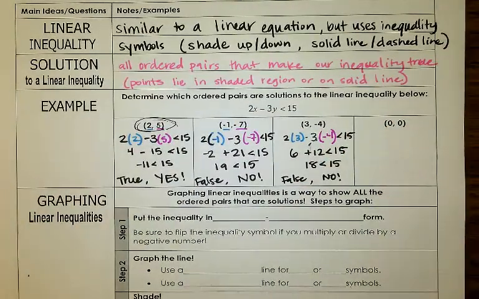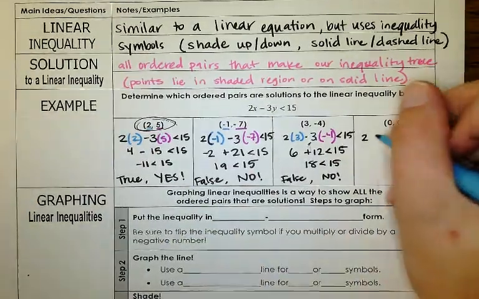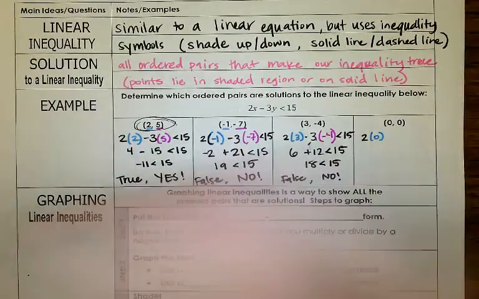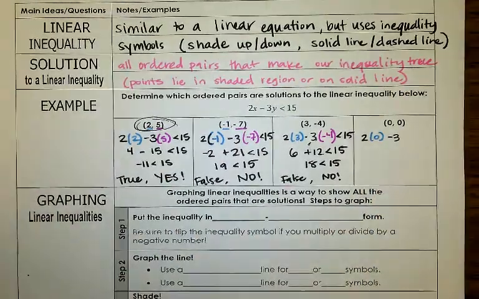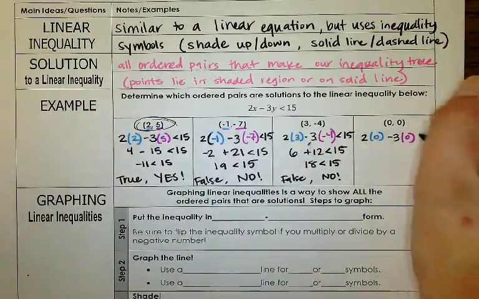Okay? And this is my personal favorite, (0, 0), to plug in. Because when you plug in (0, 0), what's it going to do? It's going to wipe out all our variables. It's very nice. So we're going to say 2 times 0, minus 3 times 0, is less than 15.